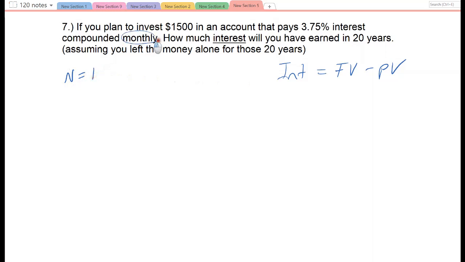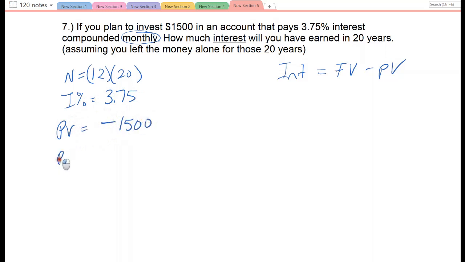N is my compounding period, which is monthly, 12, for 20 years. I is my guaranteed return, which is 3.75. Present value, the amount I put in the investment, so it's negative 1,500. Payment is 0. Future value is what I've got to solve for. My compounding period and my payment period are both 12, right? Monthly. So again, this is what we're solving for. So my future value, if I decide to invest my stimulus check, and I'm guaranteed a 3%, almost a 4% return, 3.75% return. All right, how much money will I have in 20 years?